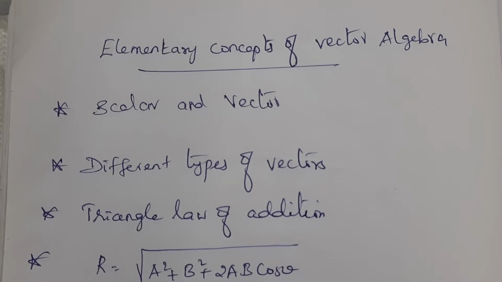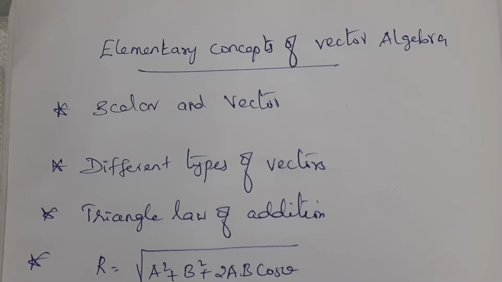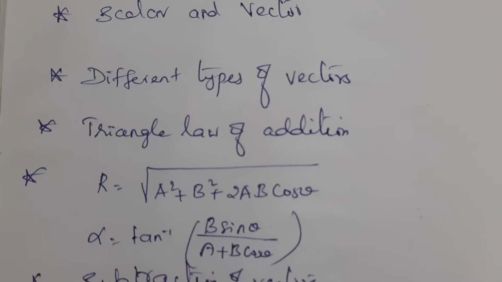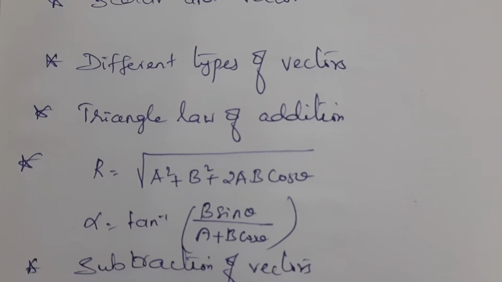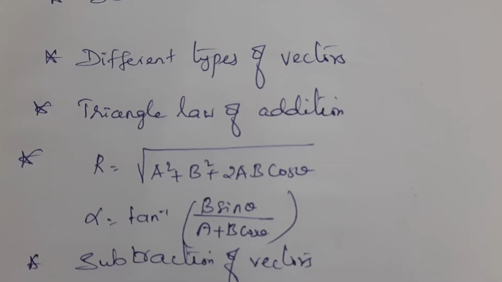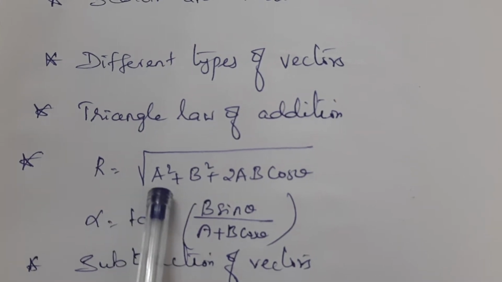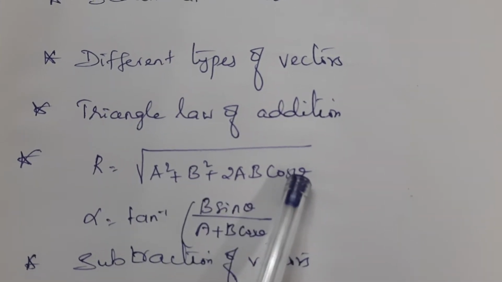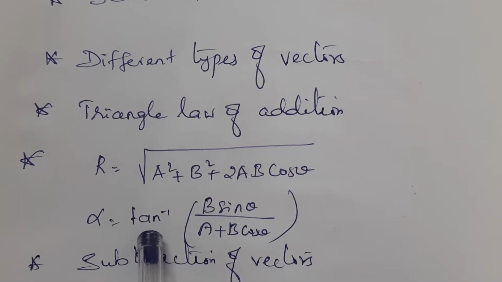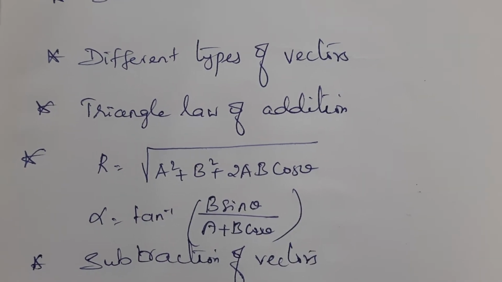So, the triangle law of addition we have learnt. What is the triangle law of addition? Represent the vectors A vector and B vector by the two adjacent sides of a triangle taken in the same order. Then the resultant is given by the third side of the triangle. So the magnitude of the resultant vector R is equal to root of a square plus b square plus 2ab cos theta. Alpha is equal to tan inverse of b sin theta by a plus b cos theta. This is the direction of the resultant vector.